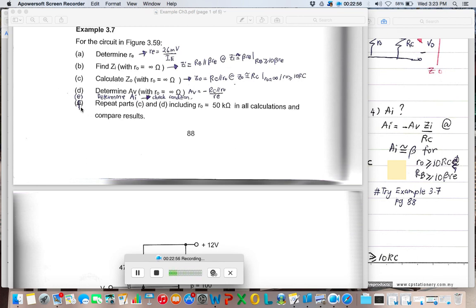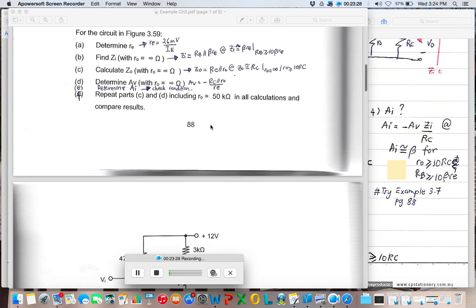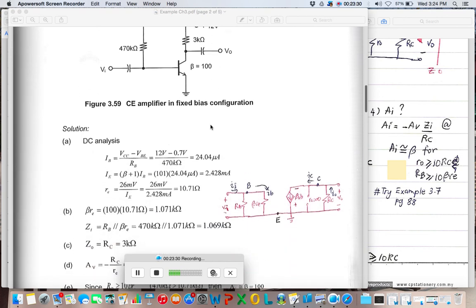After that, for F, you need to repeat part C until D, including R0 equals to 50 kilo ohms in all calculations, and compare the results. So I have written down here the RE, this is the formula, 26 millivolt over IE, ZI, RB parallel to beta RE, or ZI approximate to beta RE since RB is much greater than 10 beta RE, and so on. Okay, let's have a look into the solution.